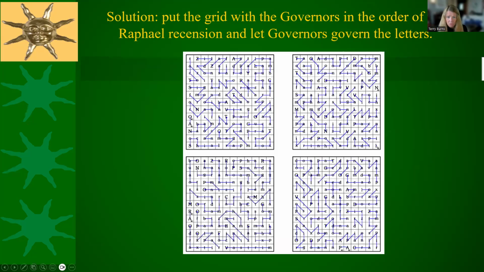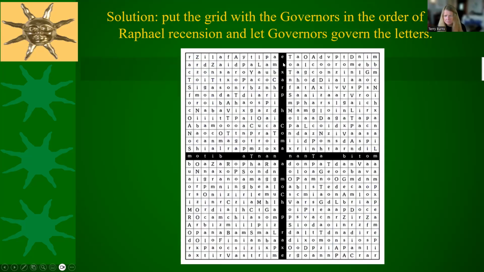So we put the grid with the governors in the order of the Raphael recension, like governors govern the letters, and we get this. And the black cross is basically what we've seen before. Exarape, Ekoema, Ena, and Ta, Beitoem. And why are there two of these? In the Tablet of Union, there's only one of each of these names.